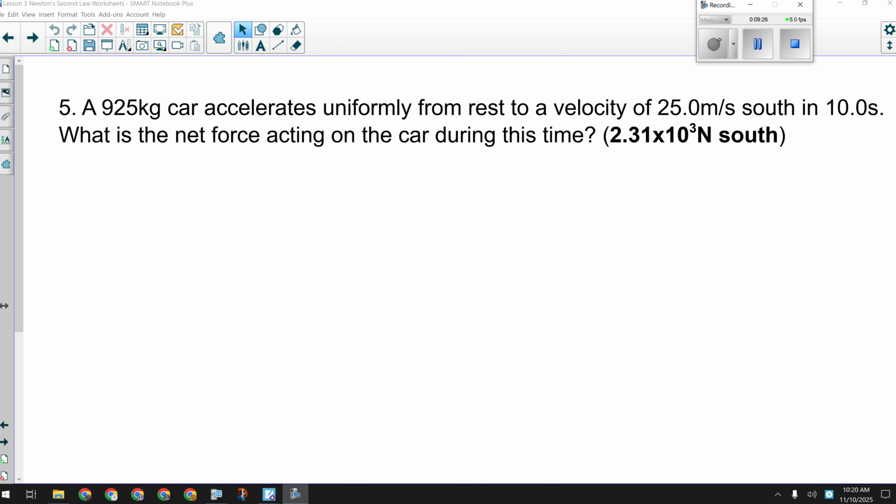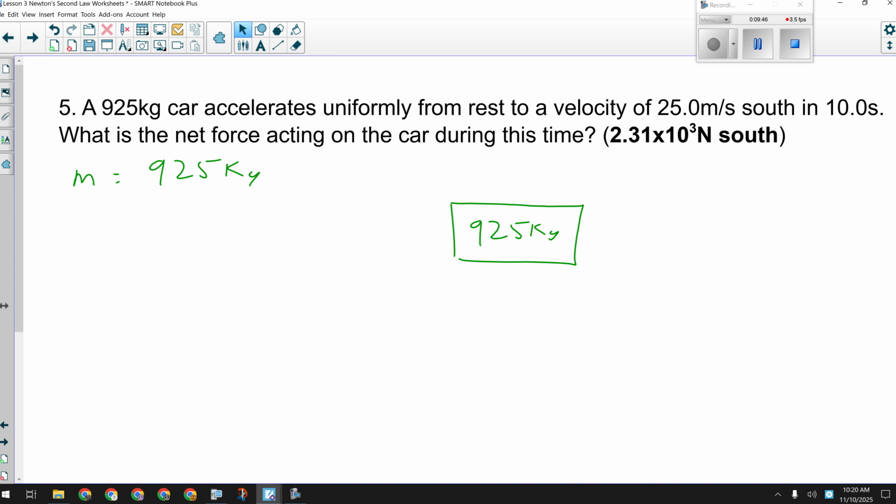Okay, so number 5 is the kind of question that actually brings in a little bit of stuff from kinematics, and you will see some overlap there. Okay, we know the mass. It's 925 kilograms, so we certainly could draw a free body diagram here. So 925 kilograms, and it accelerates from rest. So Vi is 0, to 25 meters per second, in 10 seconds. All right, what is the force acting on the car during this time?